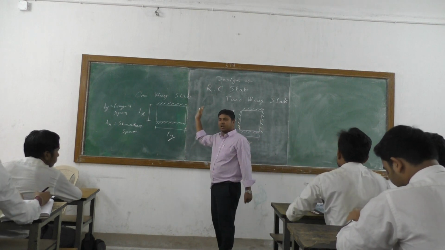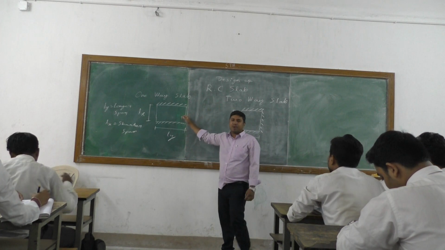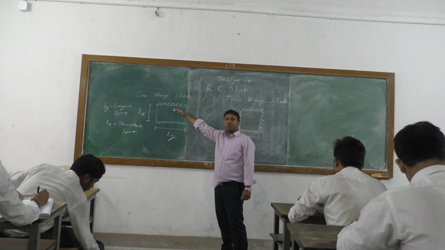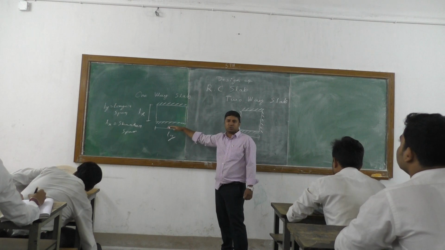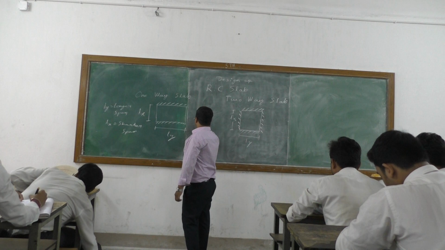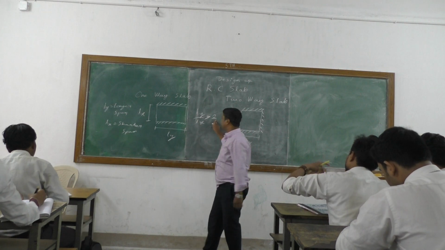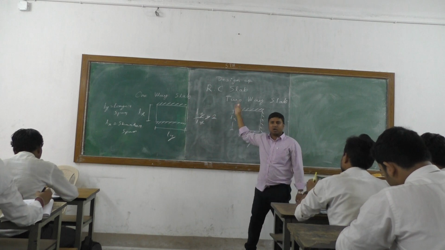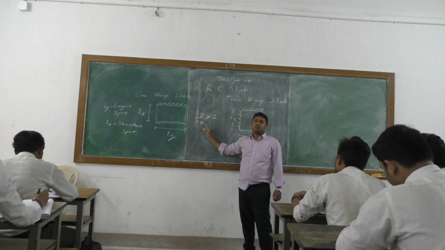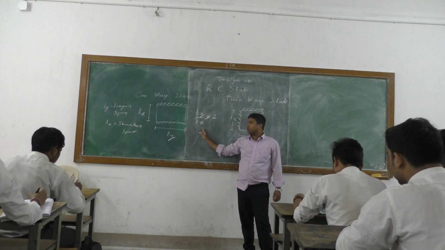The basic difference between the one-way slab and two-way slab is that in a one-way slab, the ratio of the longer span to the shorter span is more than 2. It means it is more in length. The longitudinal length is more than twice the breadth.